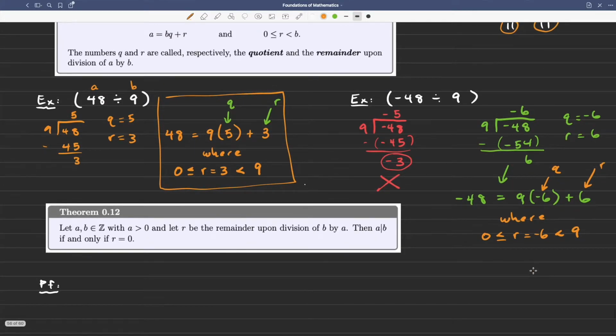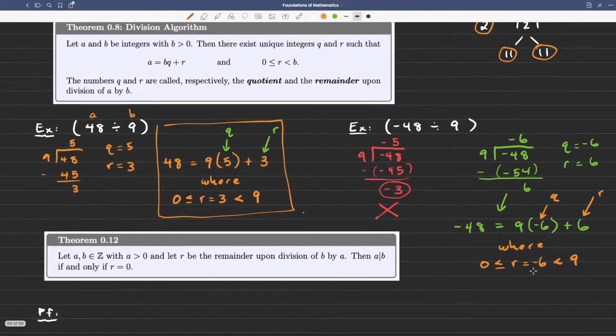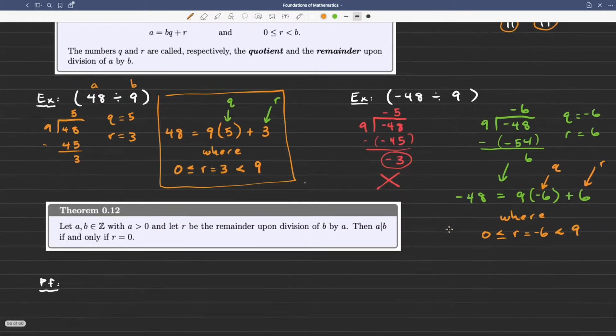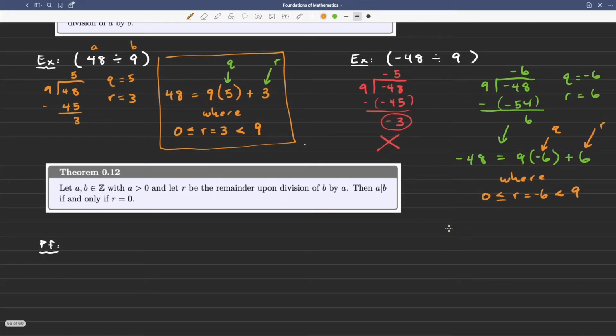And now here's a nice theorem that tells us what the division algorithm does coincides with what our definition of divides is. So there are two things going on, right? We had a definition of divides, which expressed a relationship between two numbers, and we had a division algorithm, which basically tells us that we can do long division and get a quotient and a remainder. So there's definitely a connection between divides and division, unsurprisingly, and it's captured here in Theorem 0.12.